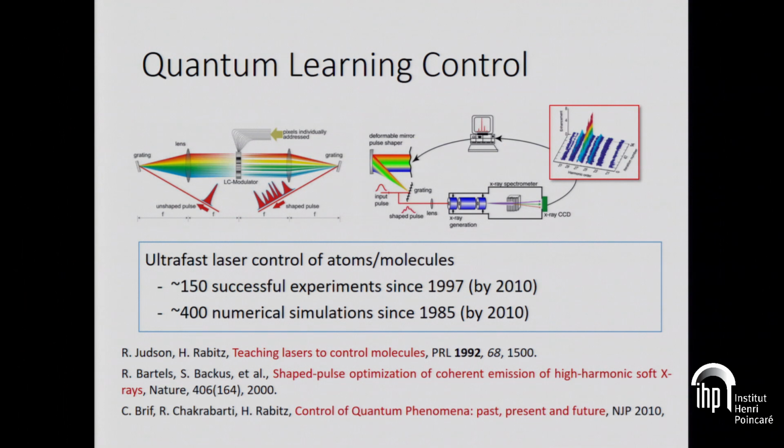By the year 2010, Professor Rabitz had a review paper in New Journal of Physics. They summarized the successful experiments and numerical simulations in the literature. By 2010, there were nearly 200 successful experiments, and many more numerical simulations in the literature. That shows that learning control can be very, very successful.